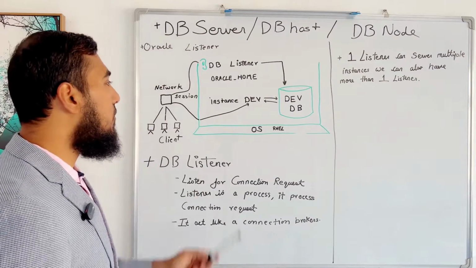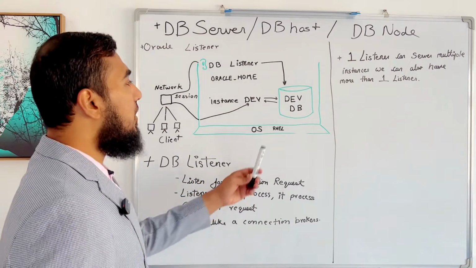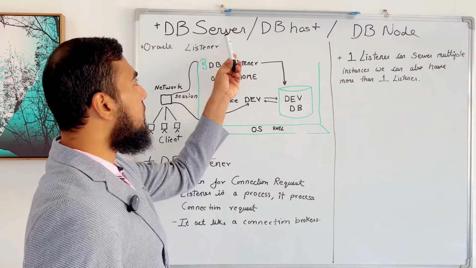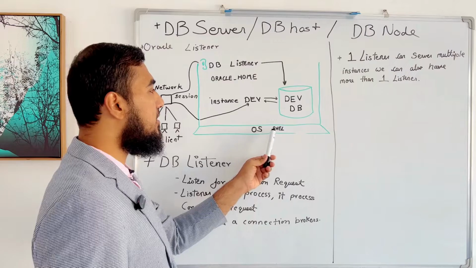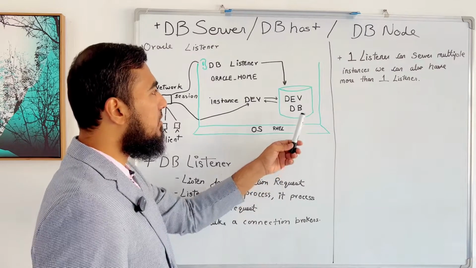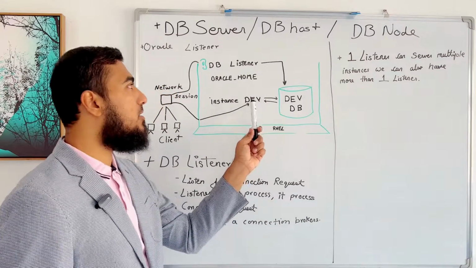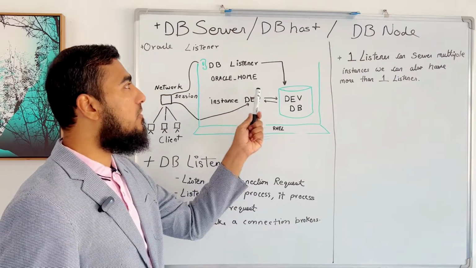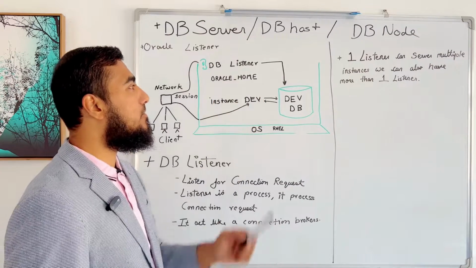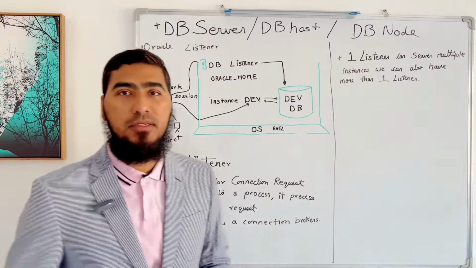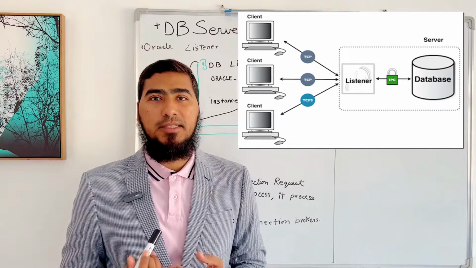Oracle Listener. We will understand from the diagram. We have a server which is a database server, database host, or database node, which has an operating system, Red Hat Linux. Dev database is running on that. We have instance dev for that. We have Oracle Home, that is Oracle software installed on this machine. And we have a process which is called the database listener. The role of the listener is to listen to any connection that is sent or coming to the database.